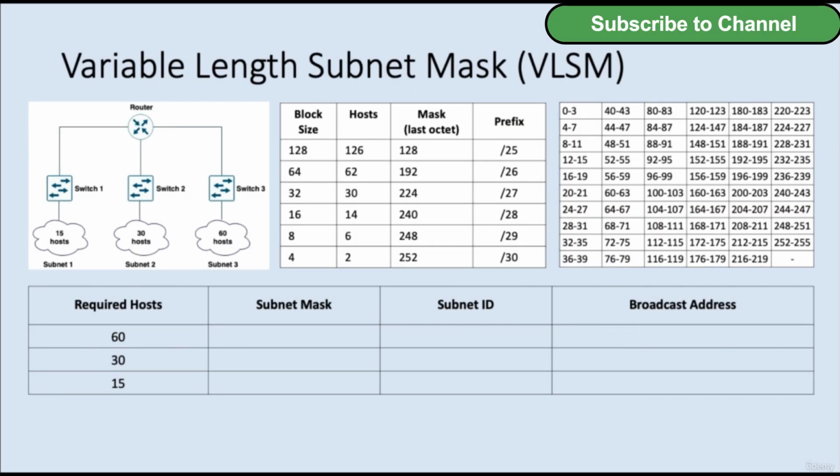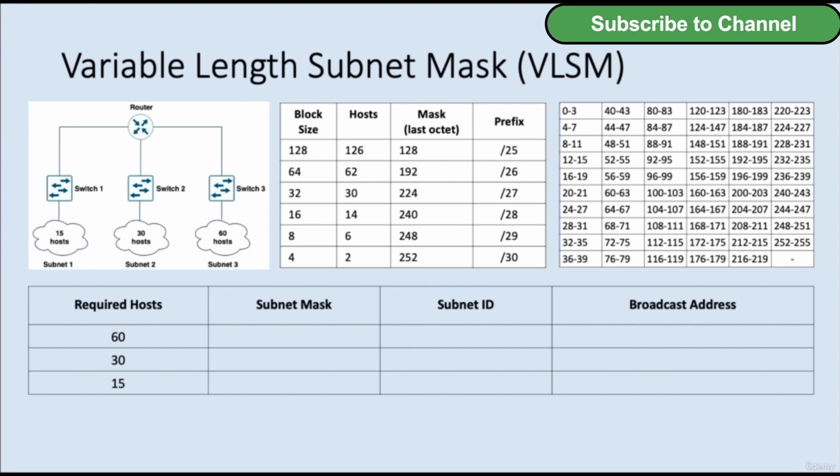Another example of variable length subnet mask. First, I will discuss this networking scenario. A router is connected with 3 switches. Switch 1 is further connected with 15 hosts, switch 2 is further connected with 30 hosts, and switch 3 is further connected with 60 hosts. We have to design an IP addressing and subnetting scheme for this network using the variable length subnet masking approach.